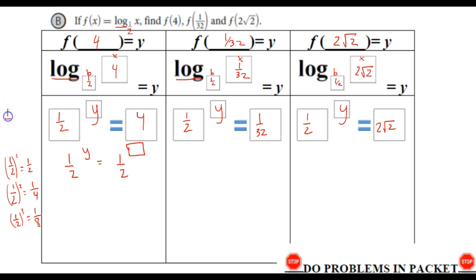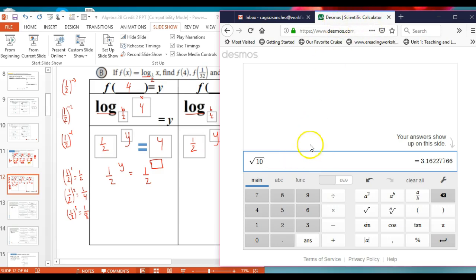Well, what if I write it to the negative power? -1 or -2 or -3. Let's see if any of these yield a result of 4, using again our Desmos calculator. So I'm back again at the Desmos scientific calculator. I'm going to go ahead and type in my fraction.